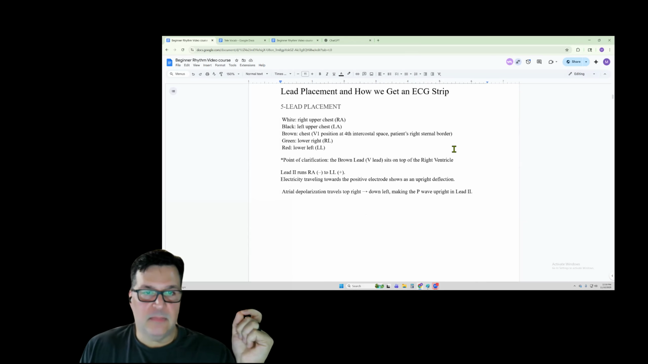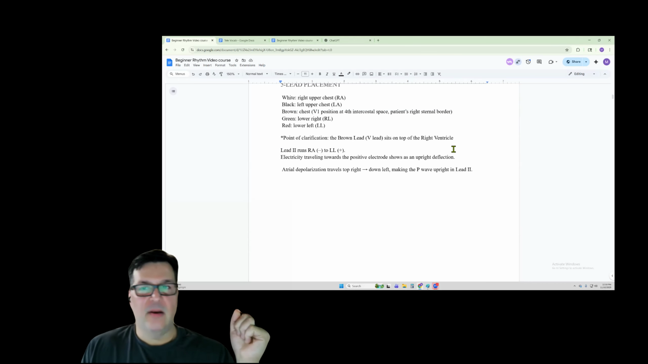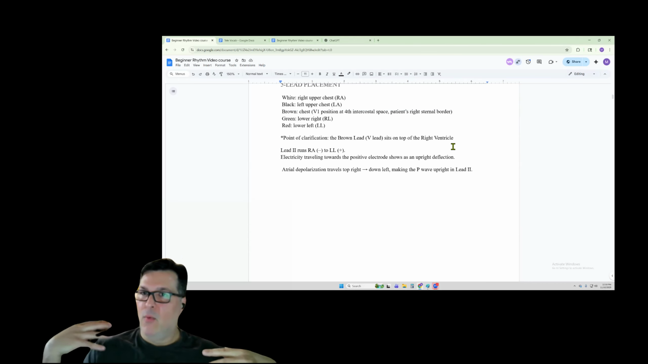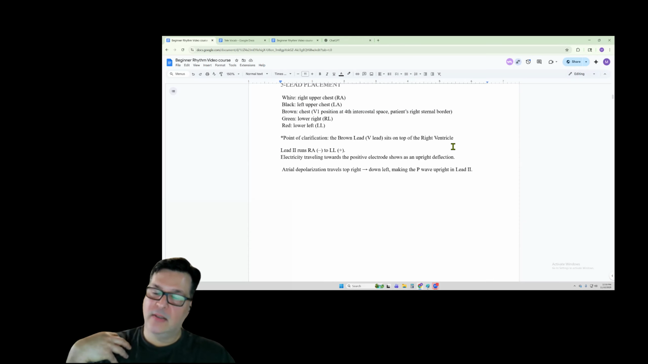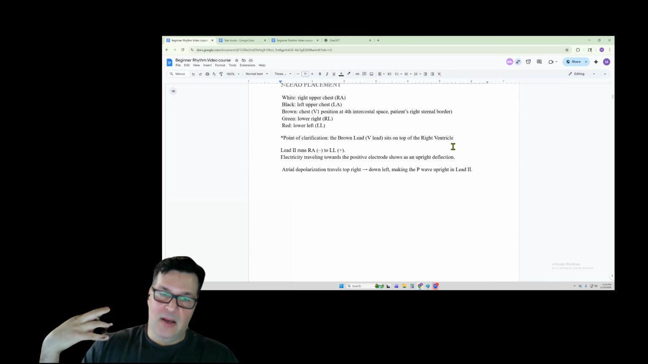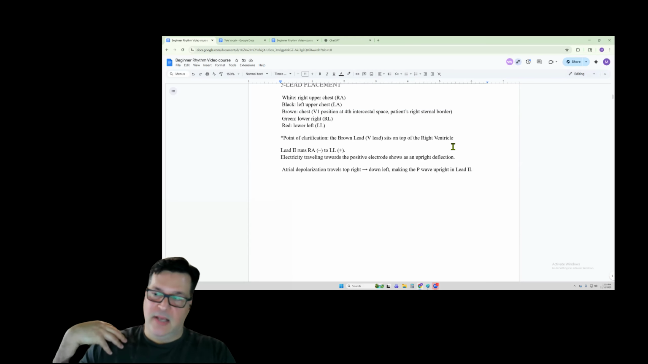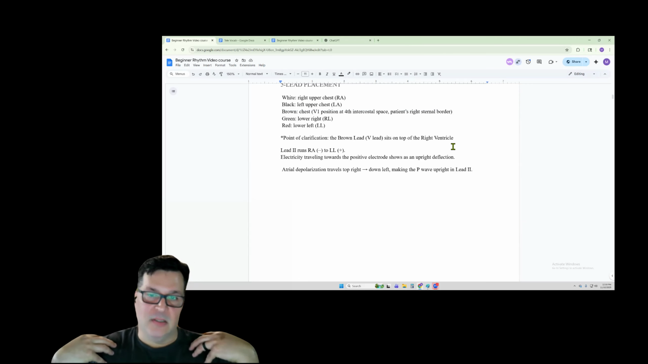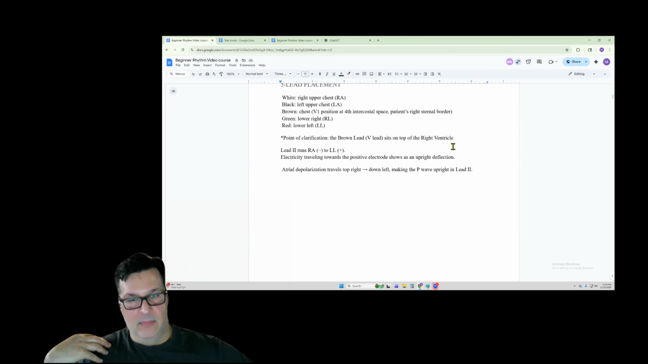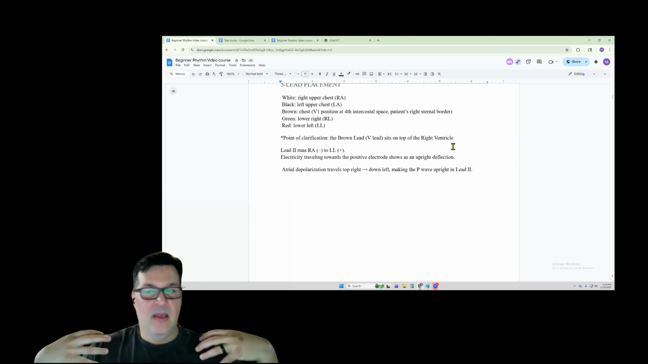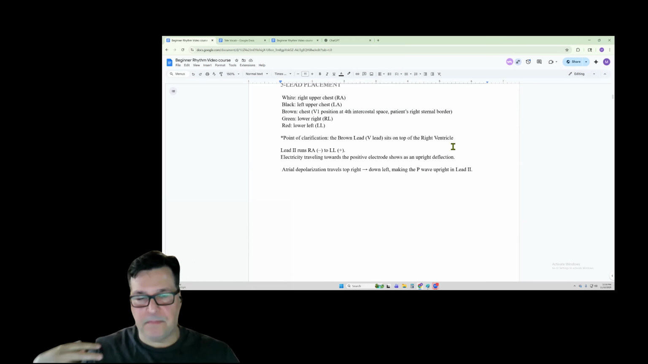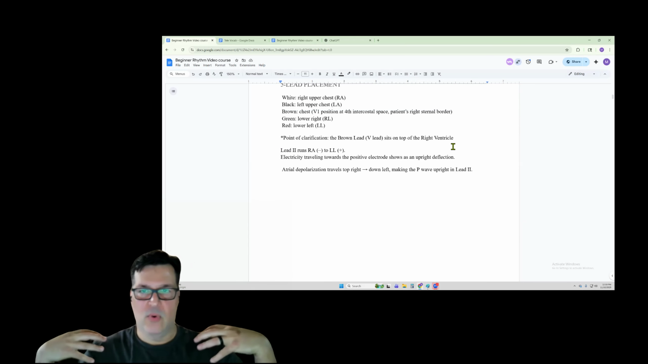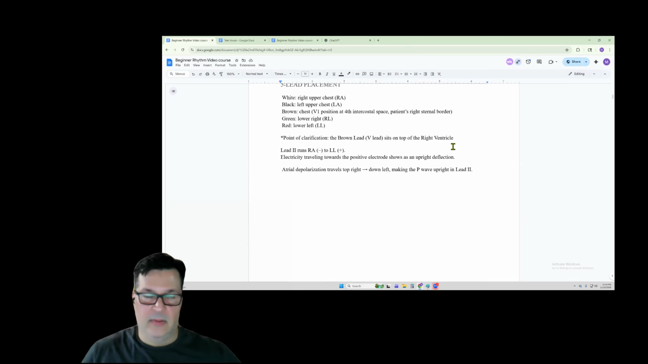Again, lead placement. Standard limb lead placement, you have white is right. The patient's right side is white. Patient's white is right. So you have snow over grass is how I remember it. And then on the patient's left, you have smoke over fire. So black over red. And that's the standard limb lead. And these can even be on the back, as long as they're somewhere in this upper quarter down here, that general area.